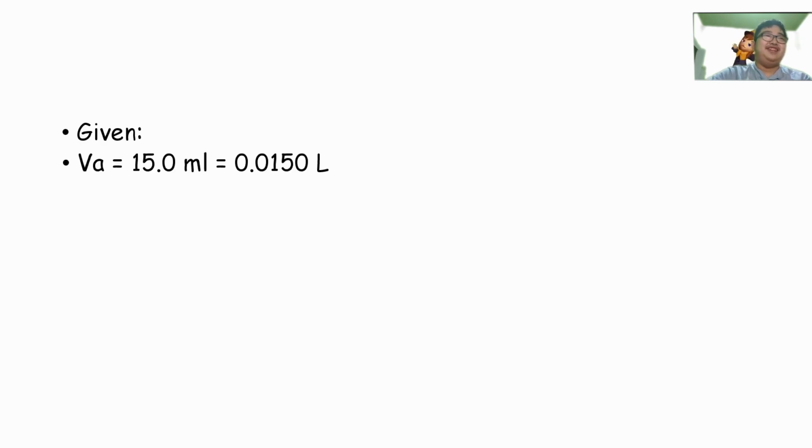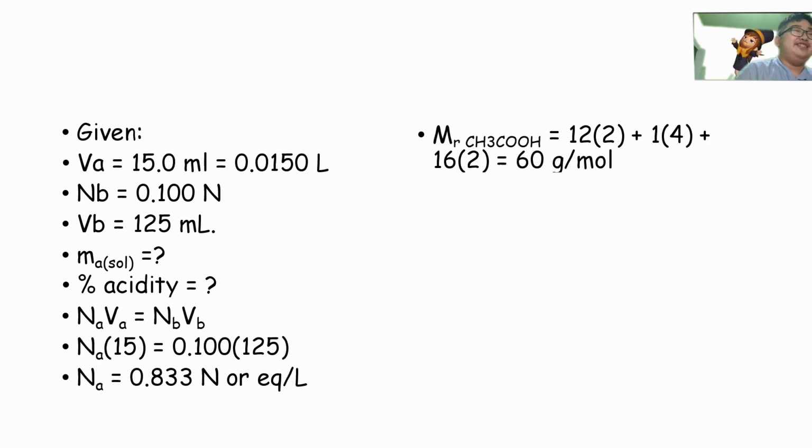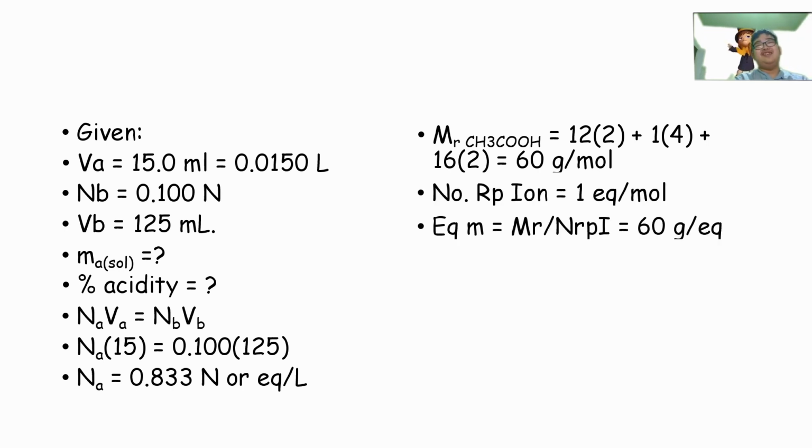Now for the answer, first write down the given so that it is more convenient for you. Using the formula we found just now, we can find the normality of the acid, which is equal to 0.0833. Now you find the relative mass, which is equal to 60. Number of replaceable ions is 1. Equivalent mass is equal to 60.